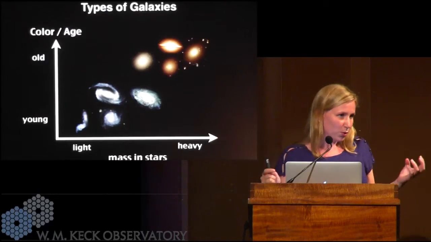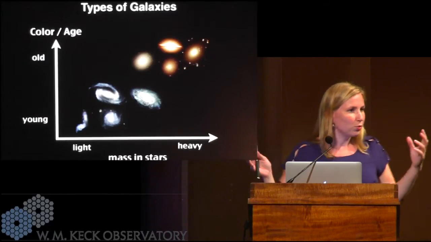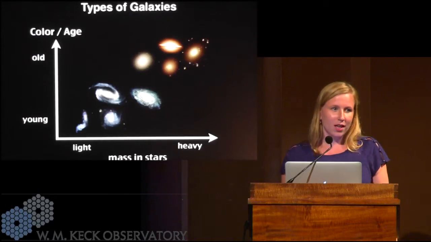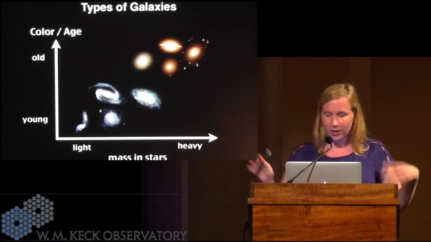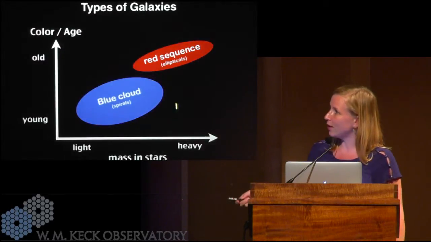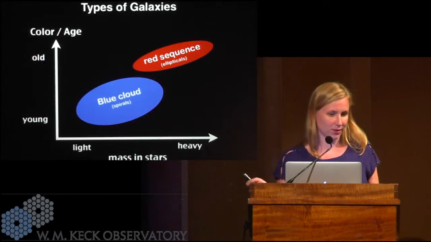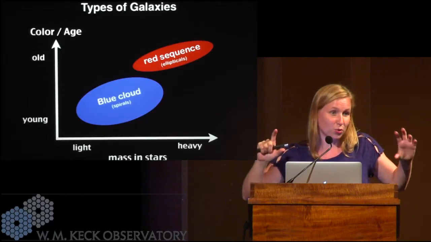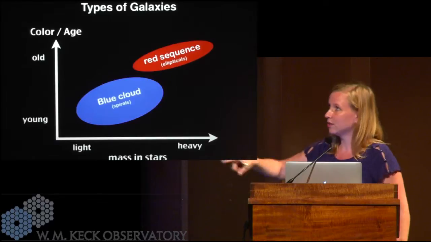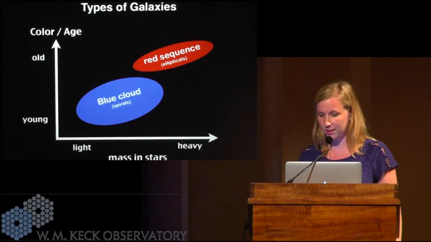So one thing that astronomers want to understand is where do these two classes come from and how are they related to each other? And in order to simplify things, we have two very simple names for these two groups. We call this the blue cloud, and we call that the red sequence, because they actually sort of span nice sequences or clouds in this age-mass space.